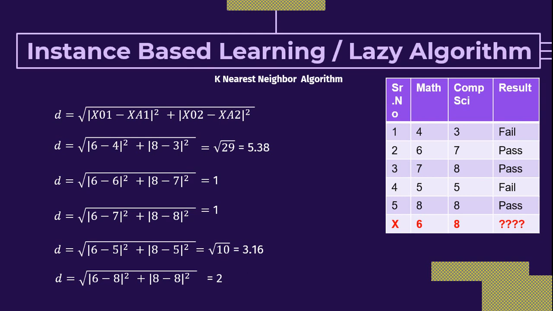It is the first student's marks in mathematics and the X student's marks in mathematics. So my X student's mark in mathematics is 6, minus roll number 1 student's marks in mathematics, which is 4, whole square, plus the X student's marks in computer science, that is 8, minus roll number 1 student's computer science marks, that is 3. So (6 minus 4) whole square plus (8 minus 3) whole square.